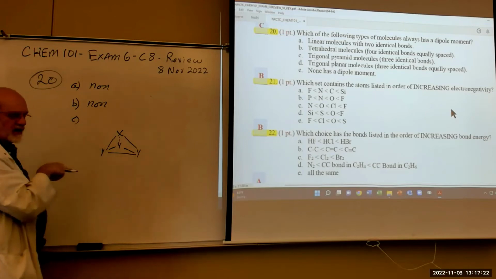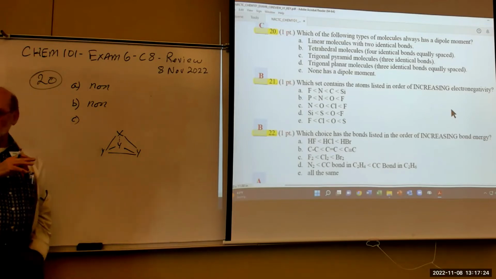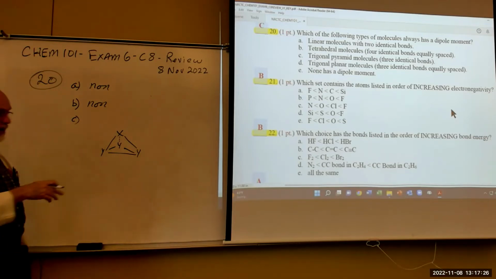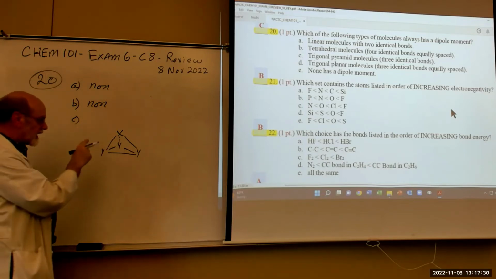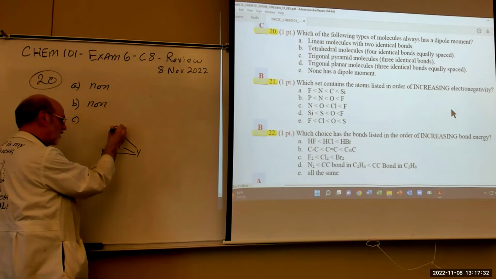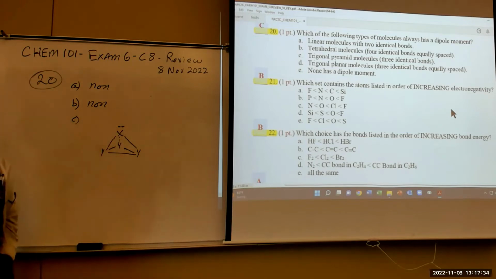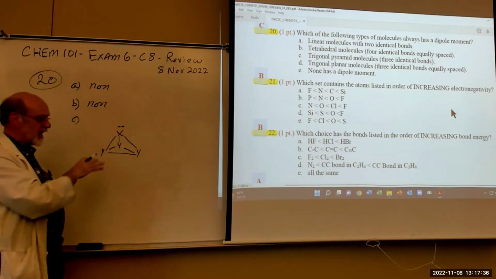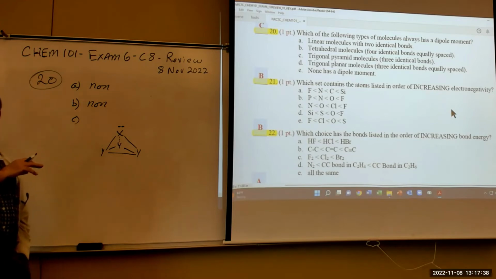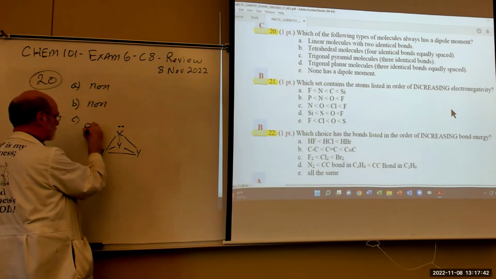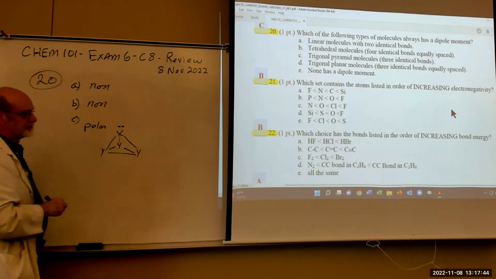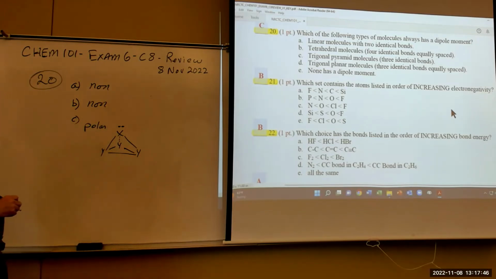How did it get that way? That's not normally the way you would see a distribution of bonded electrons. The only way it can get that way is if it's got a lone pair up there. Our example is ammonia. This one is always polar. Oh, we found our answer.